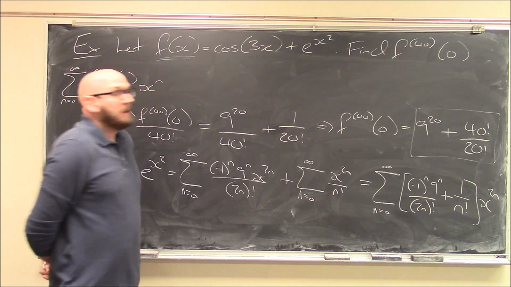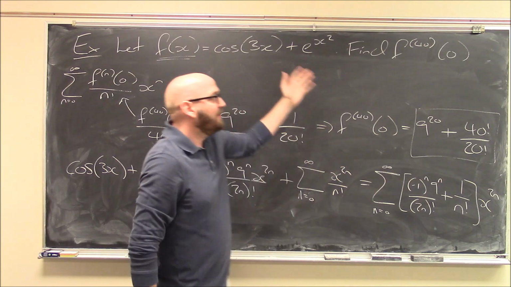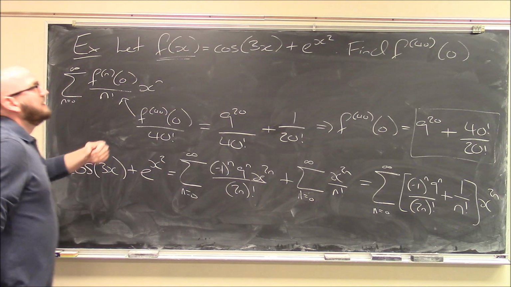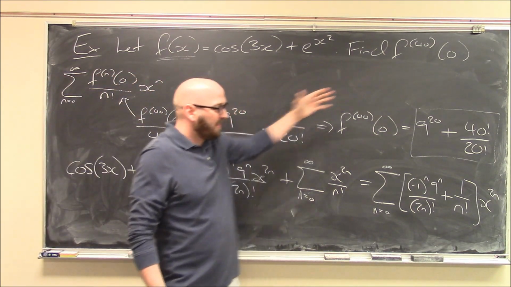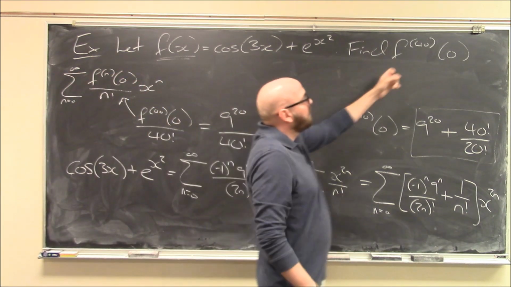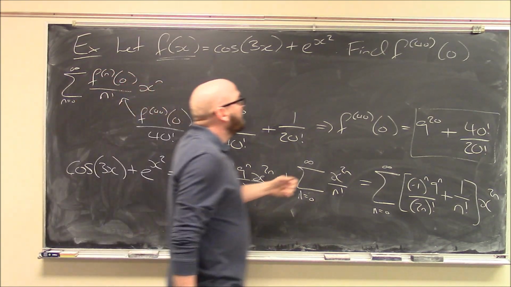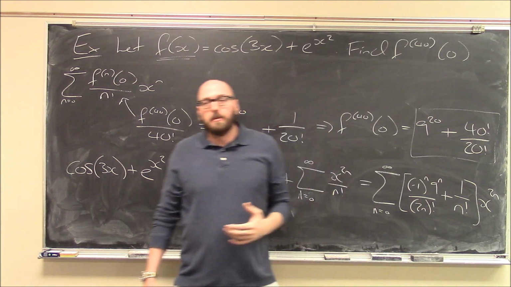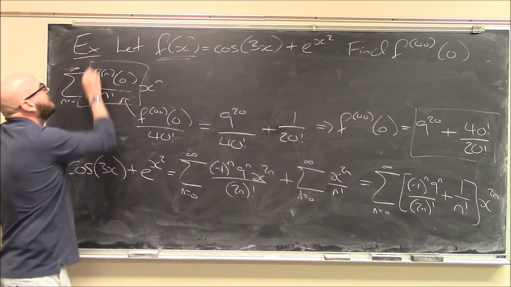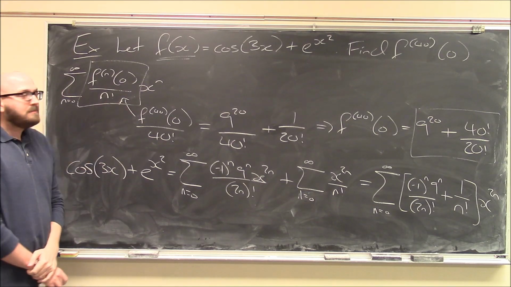I promise you, if you were trying to brute force this, trying to differentiate 40 times and plug in 0, you'd still be going. But we're already done. So the idea to find these very high order derivatives is to find a Taylor series expansion instead. If you want the 40th derivative, look for the coefficient of the 40th power of x. If I wanted the 88th derivative, I would look for the coefficient in front of the 88th power of x, because in general my coefficients are the derivatives divided by n factorial.